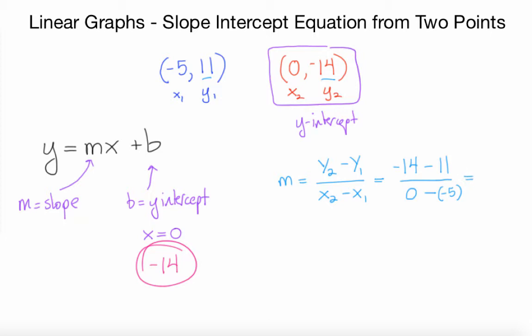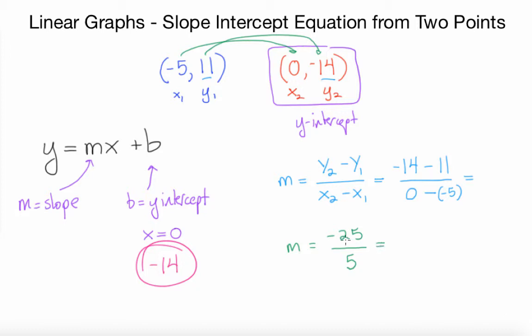Okay, now if I do my arithmetic correctly, -14 minus 11 is going to be a change of -25. That makes sense. I'm going from 11 all the way down to -14. We definitely decreased in y values. We decreased by 25. As that is happening, we have a change of 0 minus -5 that turns into 0 plus 5. Our x values change by 5. We definitely see that too. I go from -5 to 0. That's a change of +5.